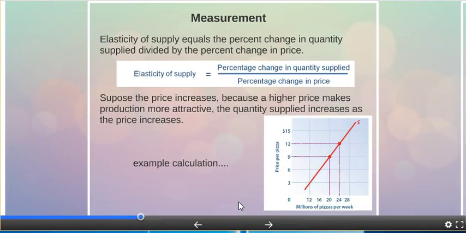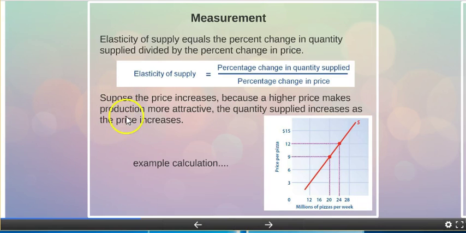So to measure elasticity of supply equals the percent change in quantity supplied divided by the percent change in price. Suppose the price increases, because a higher price makes production more attractive. The quantity supplied increases as the price increases. And let's try this example calculation.